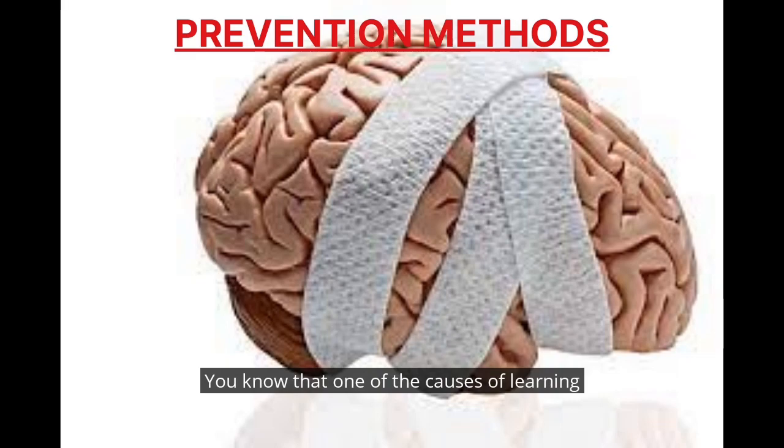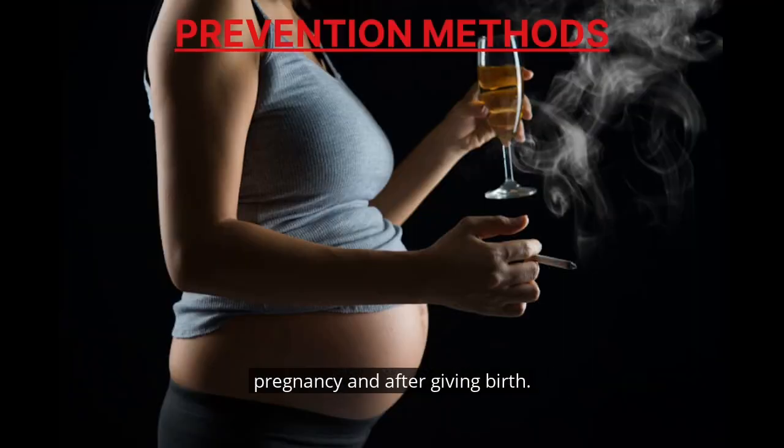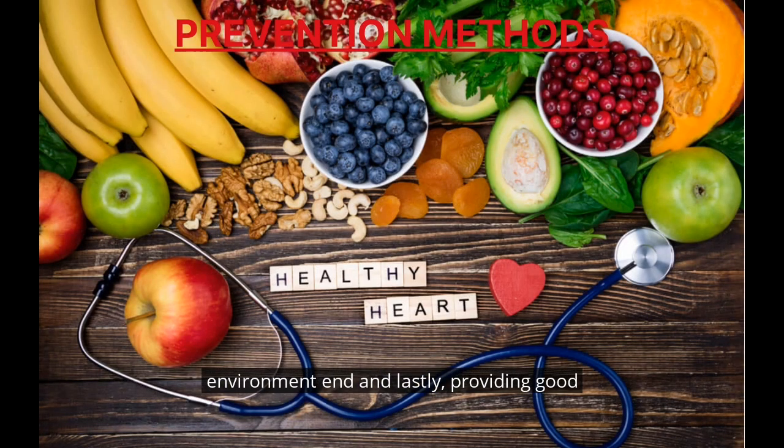You know that one of the causes of learning disability is accidents, and another is not abusing toxic substances during pregnancy and after giving birth. Another is eliminating stressful influences from your child's home and social environment, and lastly, providing good nutrition and a healthy environment for your child.